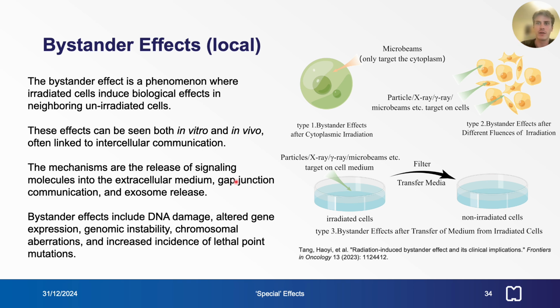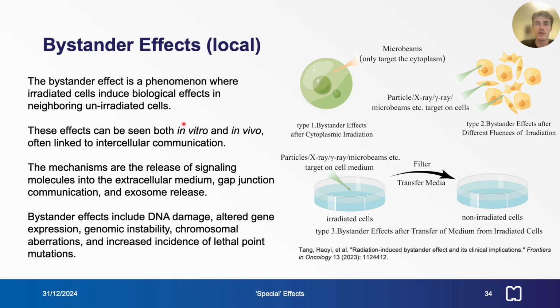The biological effect of radiation is indeed more complex, as evidenced by certain special processes, such as the bystander effect. This is a phenomenon where irradiated cells induce biological effect in neighboring unirradiated cells. These effects can be seen both in vitro and in vivo, and are often linked to intercellular communication. The mechanisms include the release of signaling molecules into the extracellular medium, gap junction communication, and exosome release. Bystander effects result in DNA damage, altered gene expression, genomic instability, chromosomal aberrations, and increased incidence of lethal point mutations.